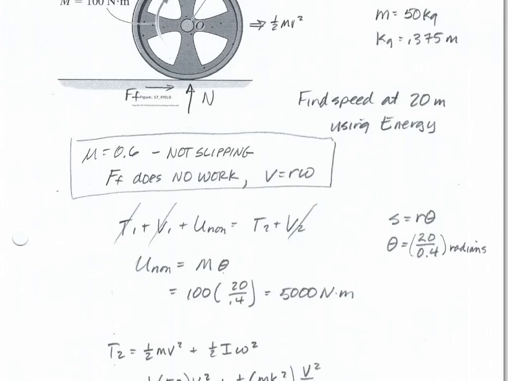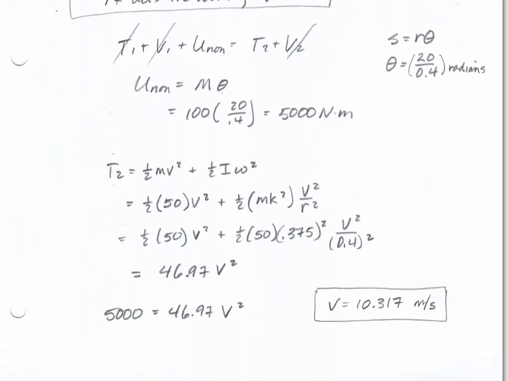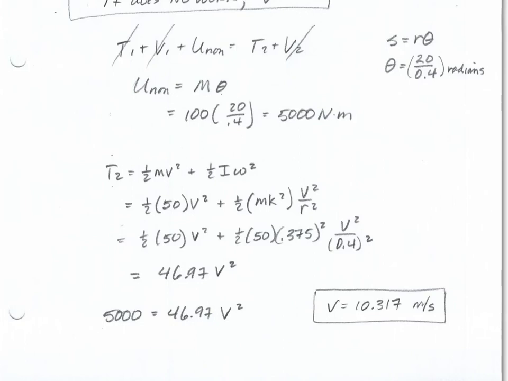So the work being put in is moment times theta. It's 100 Newton meters of torque. Again, S is equal to R theta, so we solve that for theta. We're going to move 20 meters and divide that by the radius, which is 0.4. Plug that in, and the work put in is 5,000. That is equal to 1/2 mv squared plus 1/2 I omega squared. Solving all that, the velocity is 10.3, which is the same thing we found at the beginning of the lecture using F equals ma.